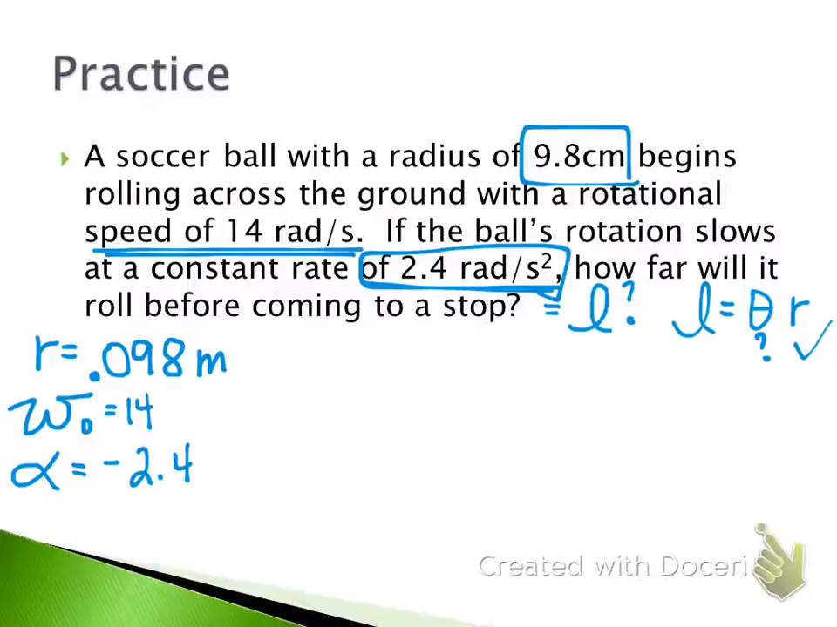So we need to solve for how many radians it spins through during that time when it's coming to a stop. That'll allow us to come back and solve for the total distance it travels. So what angular motion equation should we use for that? The third one, because we don't have time. We don't know how long it's going to take. And it comes to a stop, so what do we know about its final angular velocity? It's zero. Good.